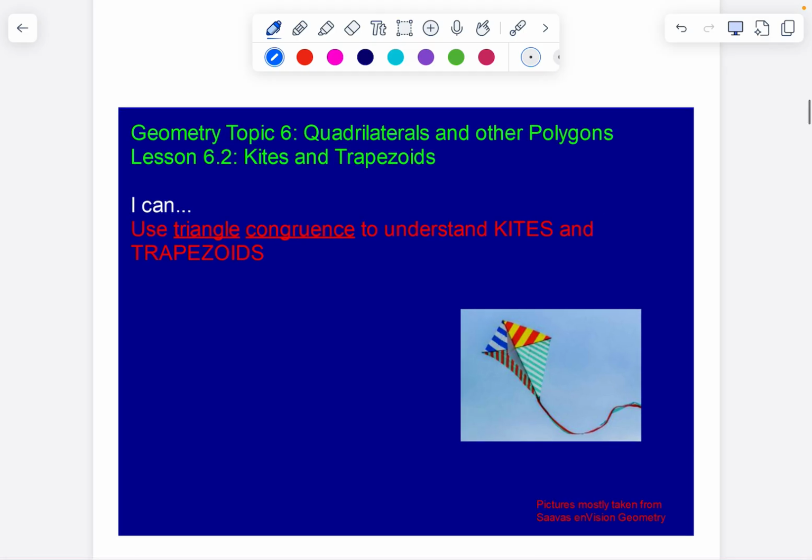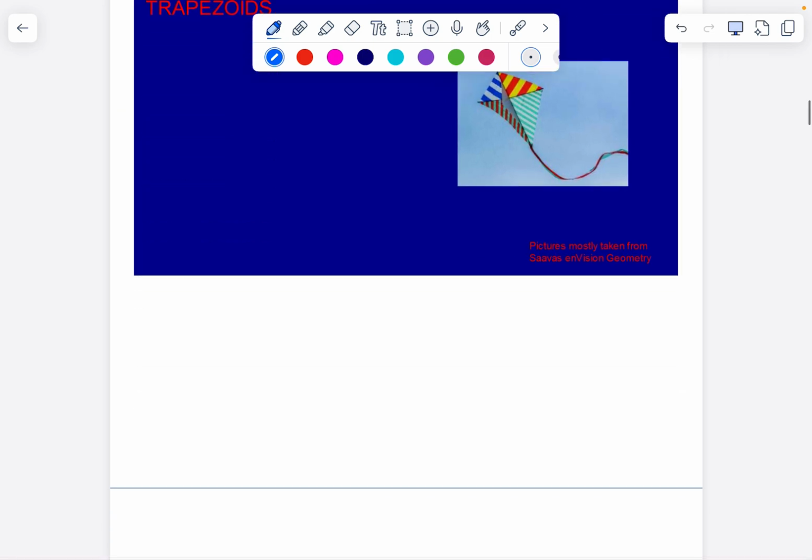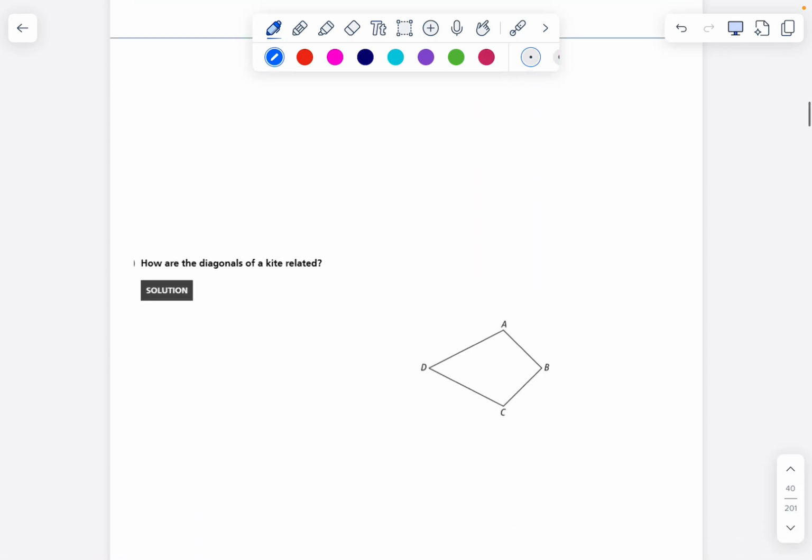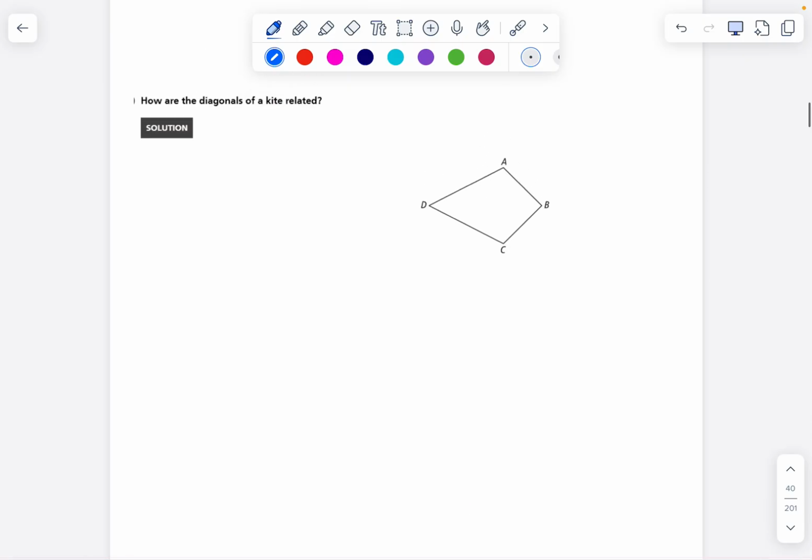Did you know that a kite is a geometric shape? Did you know that? Oh, well, good point. Aren't you supposed to be a teacher?